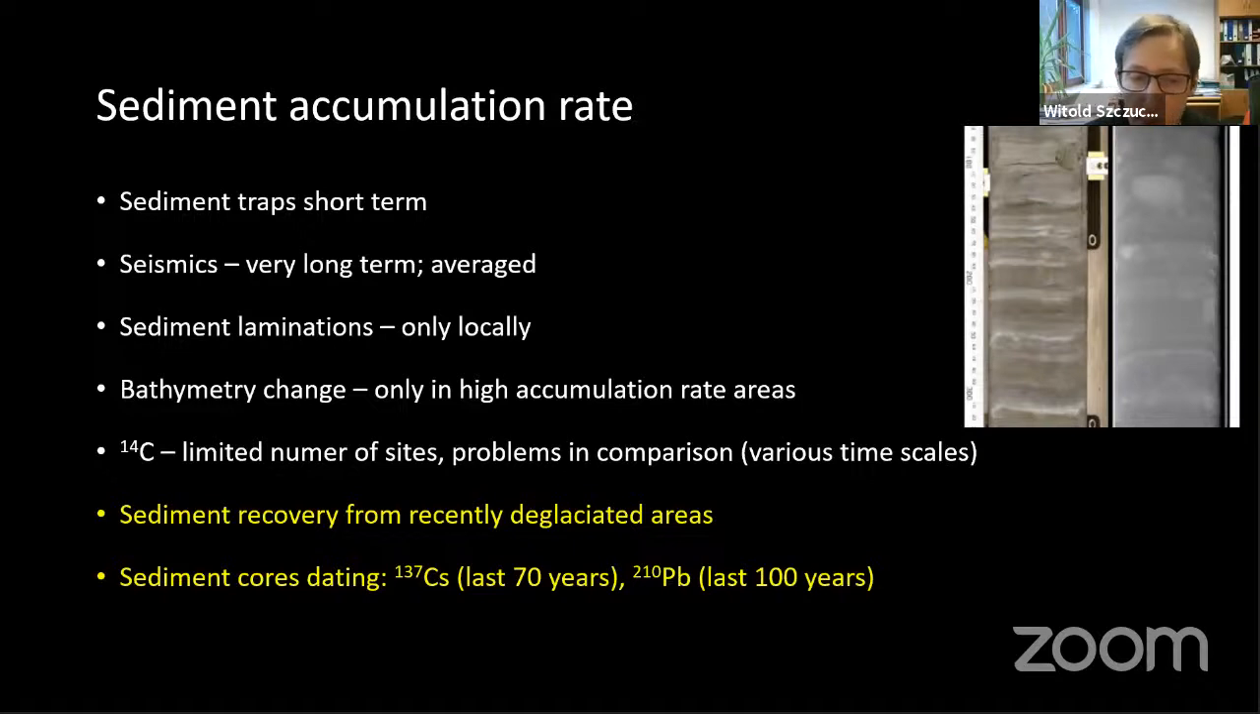And it is also supplemented with sediment recovery from recently deglaciated areas, because many of the fjords are just in the process of formation. At the turn of the 19th century, the Little Ice Age ended in Svalbard. Since that time, most of the glaciers are rapidly receding, leaving a glacial till which is covered by new sediments. And if we are able to take sediment cores, like gravity cores, which are collecting the complete sedimentary cover above the glacial till, then we have also a kind of approximation, at least, of sediment accumulation rate for the last decades.